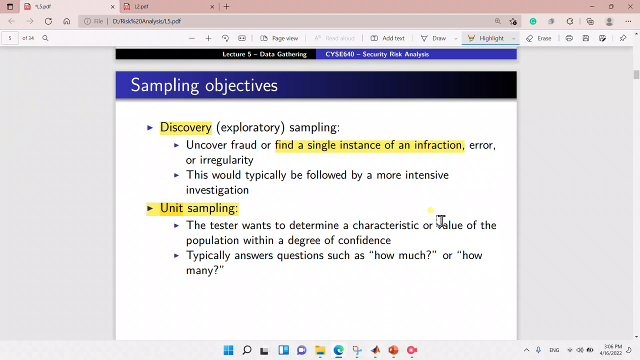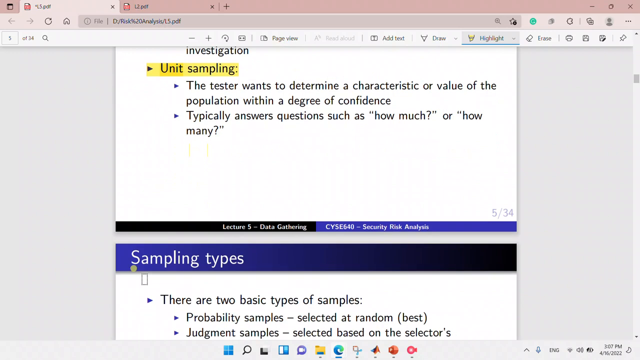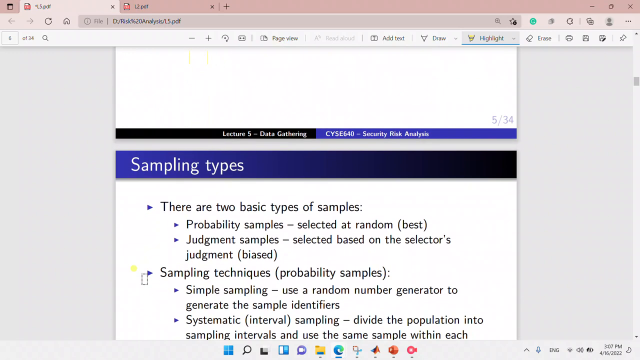Unit sampling هو to determine a characteristic or value of the population within a degree of confidence. يعني احنا بيكون عندنا characteristic and we want to define this characteristic for a population at a degree of confidence. So it answers the questions how much or how many.